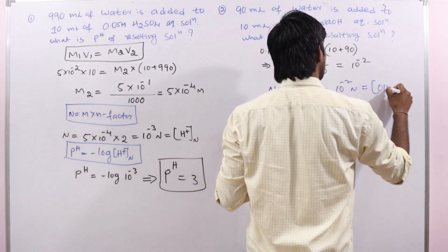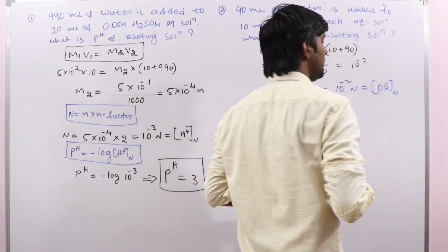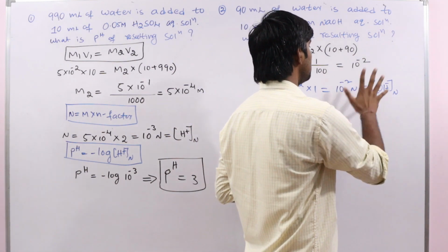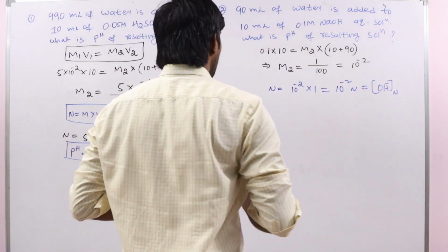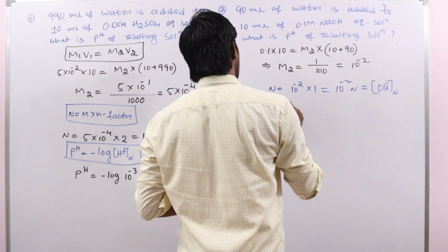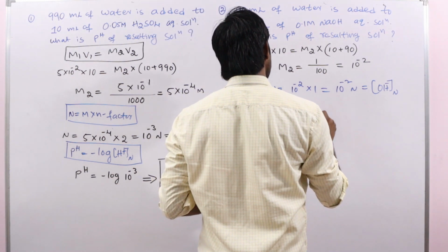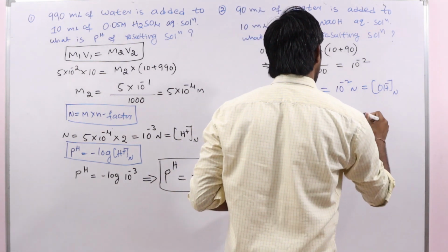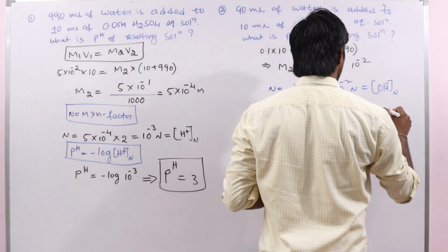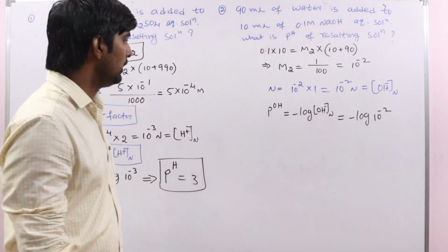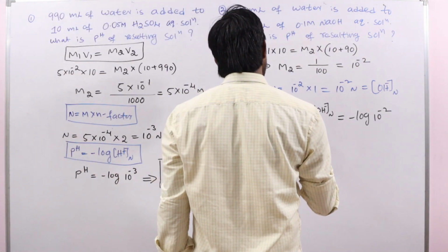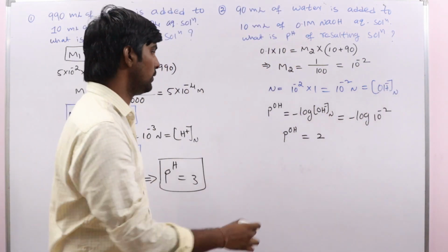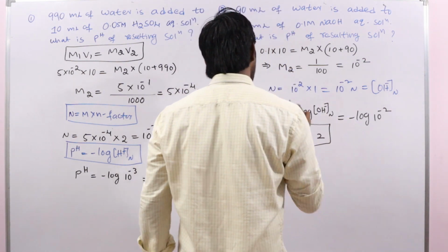This is also nothing but concentration of OH minus ion present in the solution after dilution, right? 10 power minus 2 normal. Okay, so now pOH is equal to minus log OH minus ion concentration. So if you substitute here, minus log 10 power minus 2. So here pOH is equal to how much? 2. Minus of minus 2, that is 2. pOH is equal to 2.